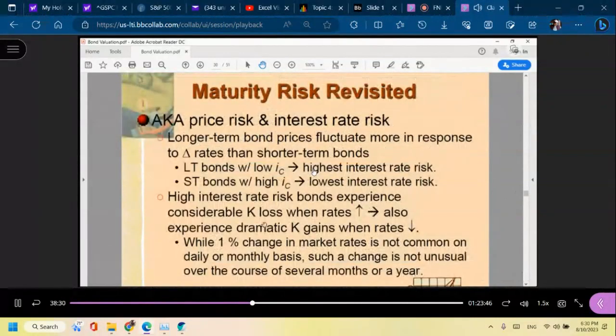Long-term has more impact, especially long-term bonds with low coupon rate. Of course, if you have a higher coupon rate, the impact is mitigated. But with a low coupon rate, you get a big blow. You suffer a lot, you get beaten up really badly. Short-term bonds with high coupon rate, you suffer the least, right? If a bond has high interest rate risk, there will be considerable capital loss when rates go up, right?